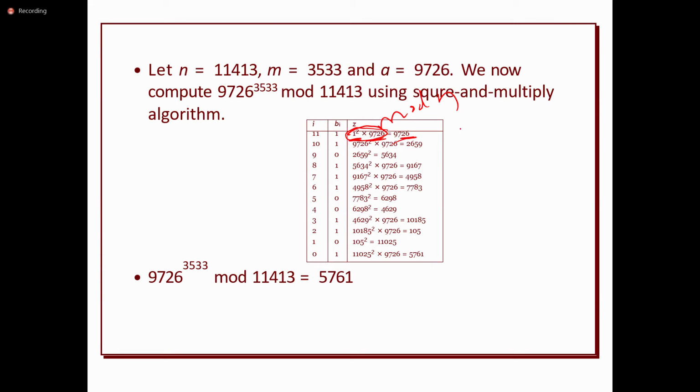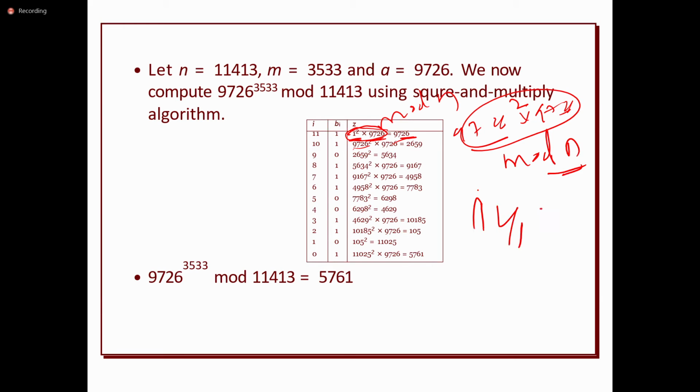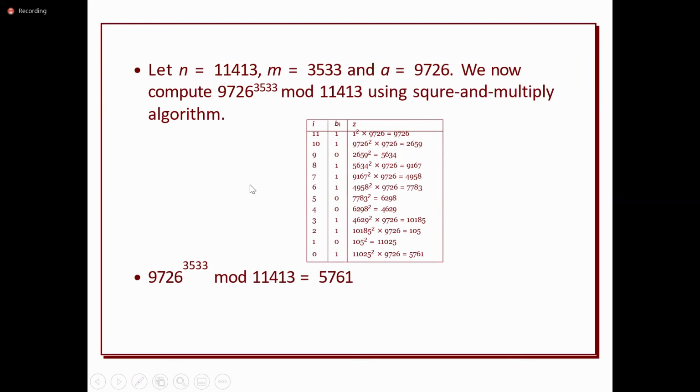So here also, 9726 square, into 9726. The result it gets, it applies mod n. The n value is 11413. After applying the mod value, this is the result: 2659. Like this, we need to calculate the a power m mod n value.